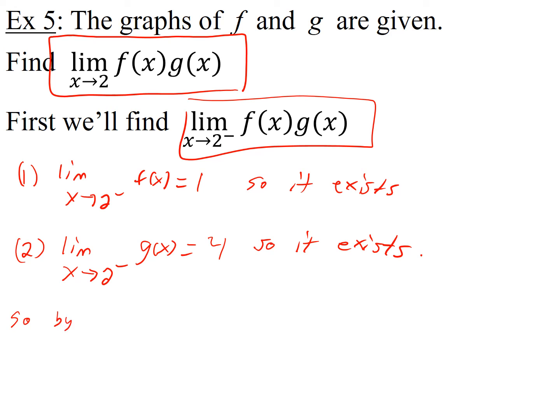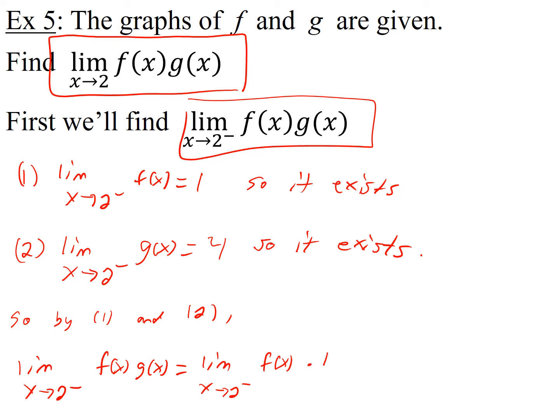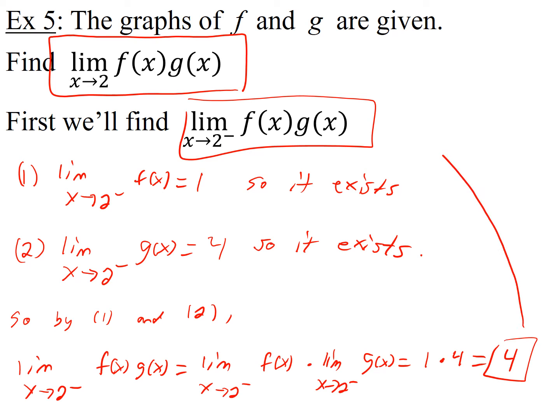So by 1 and 2, the limit as x goes to 2 from the left of f times g, we're allowed to use the limit law since each one exists. So it's the limit as x goes to 2 from the left of f times the limit as x goes to 2 from the left of g. And we know those limits, so it's 1 times 4, so it's 4. So that is the limit as x goes to 2 from the left of f times g.